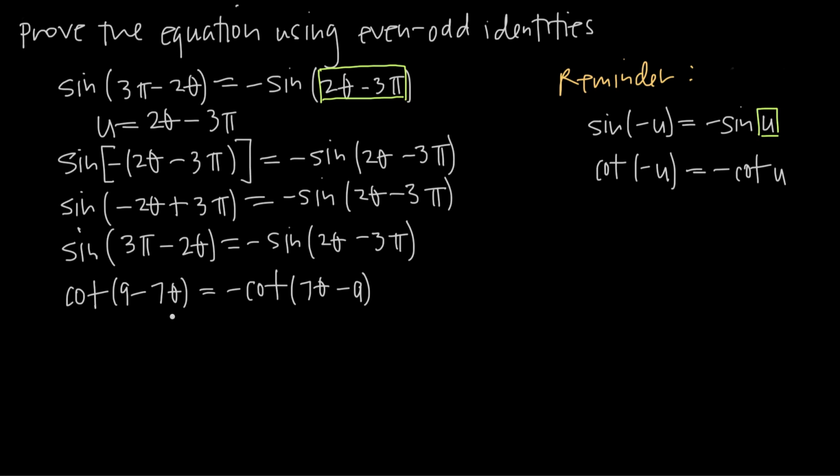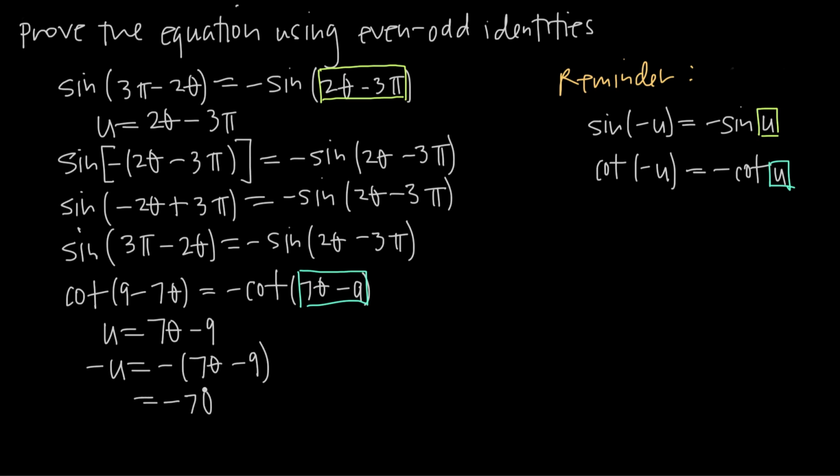In this case, we'll start out the same way. We'll notice that our right-hand side is negative cotangent of something, and the right-hand side of the even-odd identity is negative cotangent of something. So we'll go ahead and say that this u value here is going to be equal to our 7 theta minus 9. We know here on the left-hand side we're going to need negative u, so we could go ahead and make this negative right here and say that negative u is going to be equal to negative 7 theta minus 9, which is going to be equal to negative 7 theta plus 9 when we distribute the negative sign. And if we flip around those terms, we get 9 minus 7 theta.